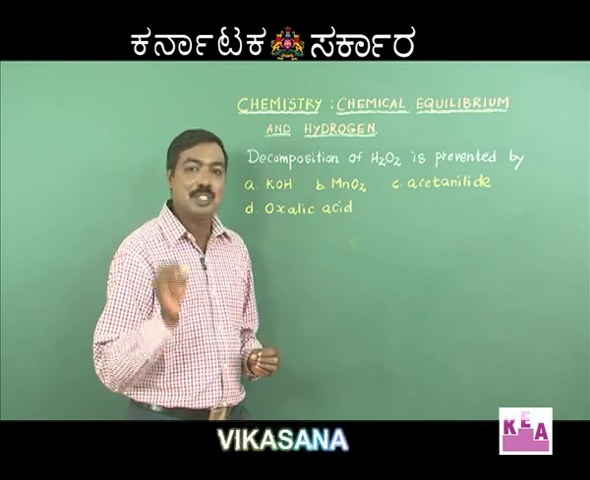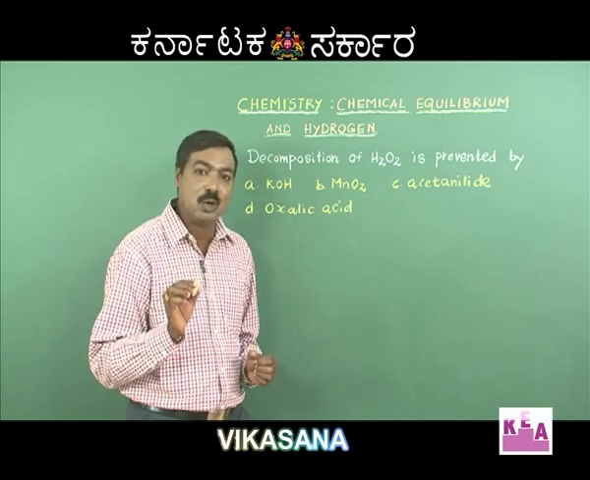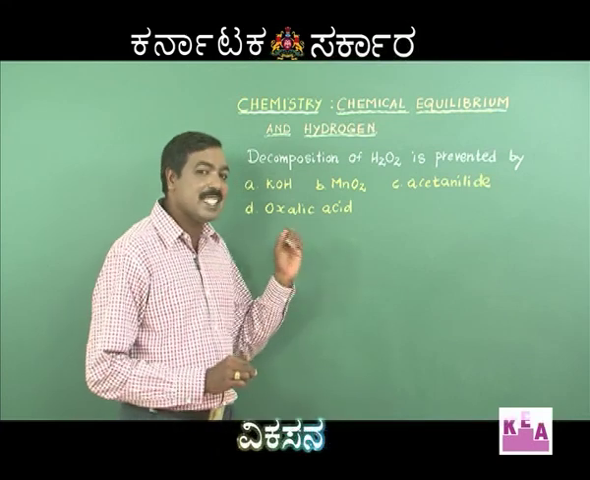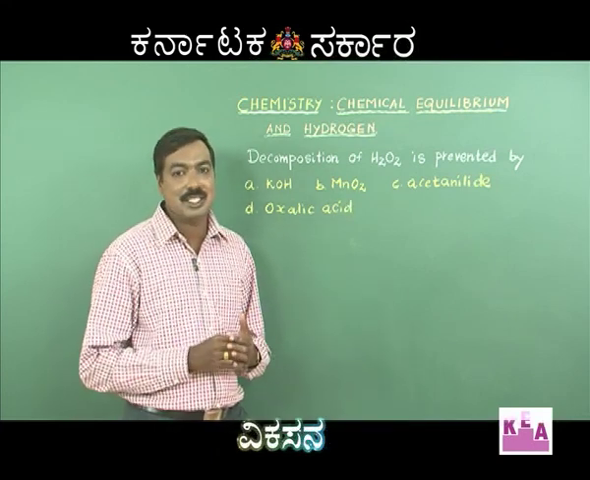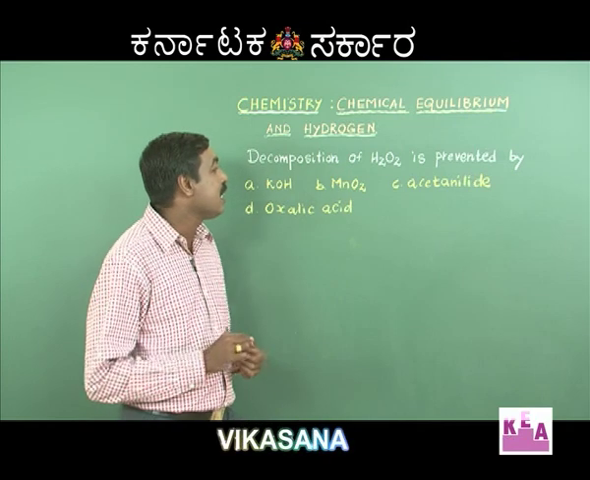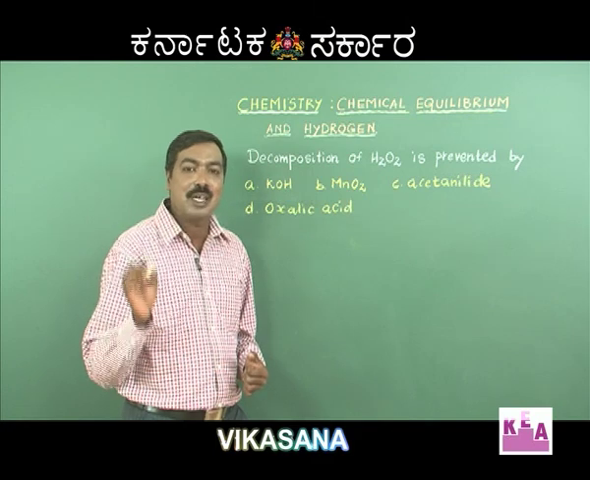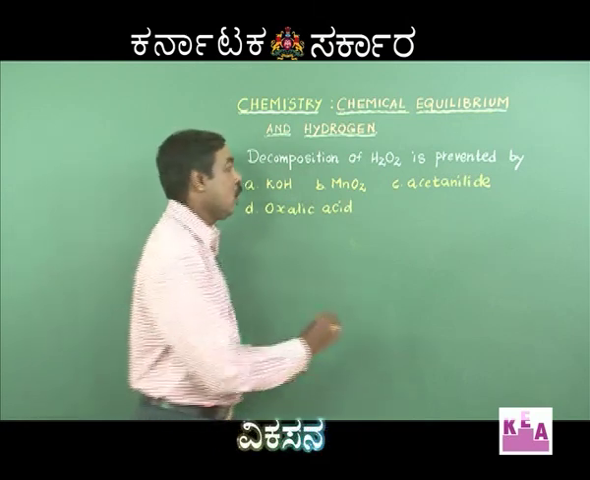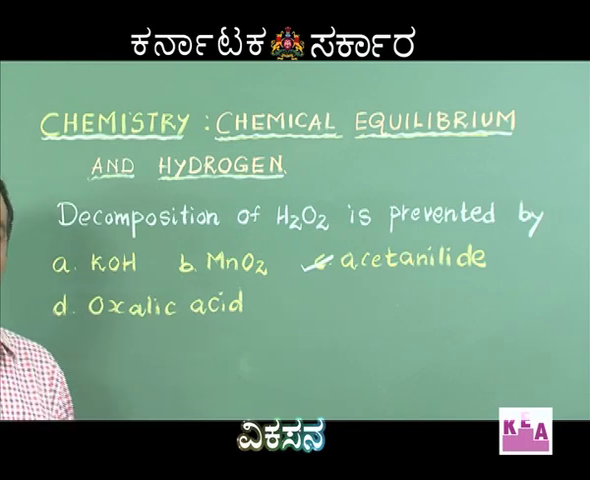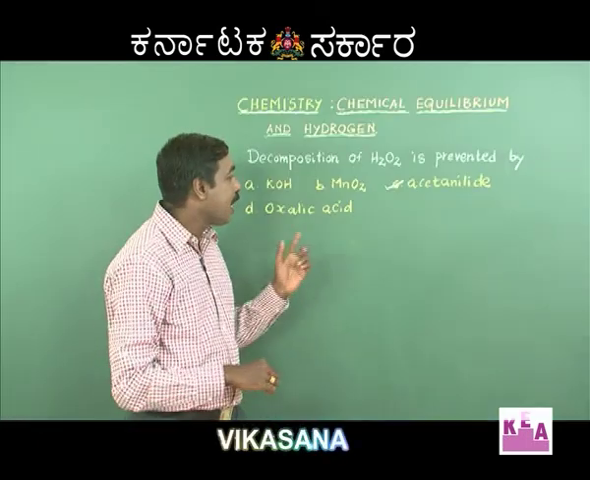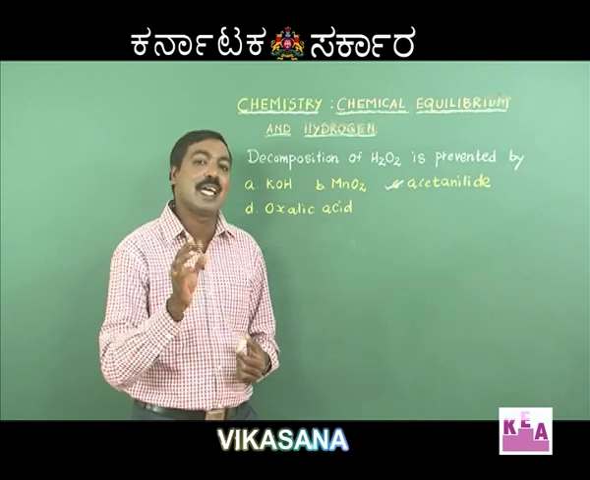The decomposition of hydrogen peroxide can be retarded, can be slowed down, by the addition of acetanilide, which acts as a negative catalyst. Therefore, option C, acetanilide, slows down the decomposition of hydrogen peroxide. Option C is the right answer. Similarly, I have another option here, MnO2. MnO2 is an example of a positive catalyst.